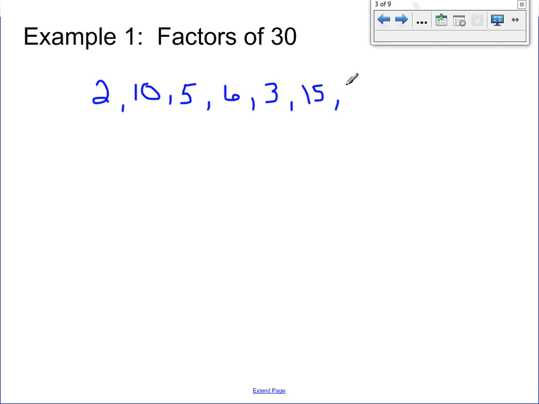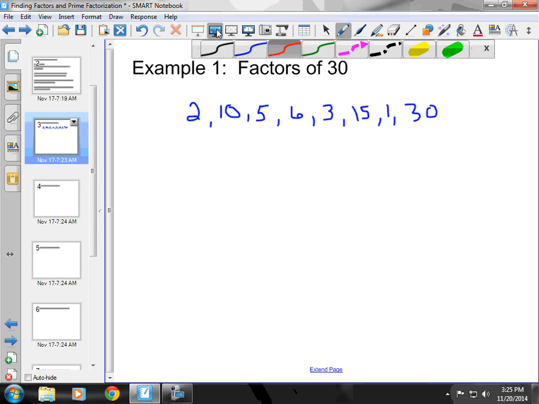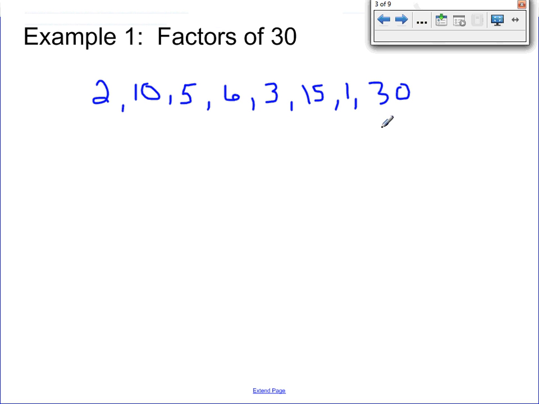And then the most obvious ones are 1 and 30. So there's a list of my factors of 30: 2, 10, 5, 6, 3, 15, 1, 30. Now I've got kind of a problem with that, and that's the fact that it just doesn't look right to me. It's kind of a jumbled mess. I just don't care for the way it looks. So what I'm going to do is try to make it in a more organized way, and I'm going to write these down in order.